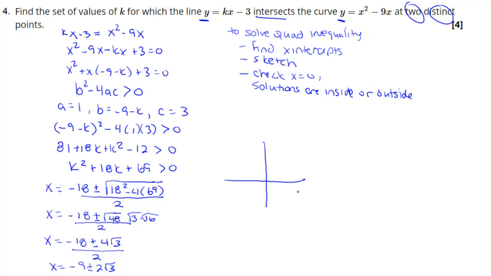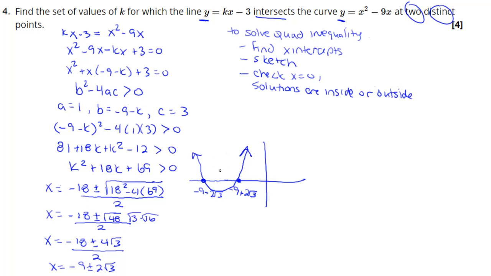So now all I've got to do is draw my sketch. I've got negative 9 plus 2 square root of 3 and negative 9 minus 2 square root of 3. Well, negative 9 minus 2 square root of 3 is definitely over here in negative world. And if I take negative 9 and add 2 times square root of 3, it's still going to be negative. And so it's going to look something like this.